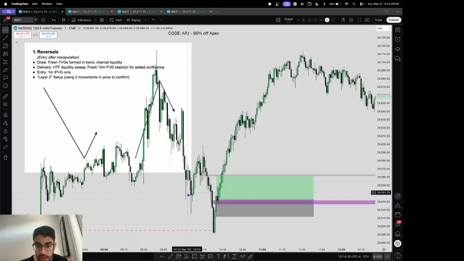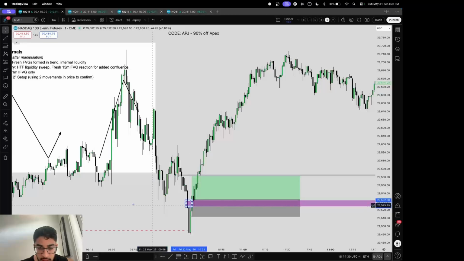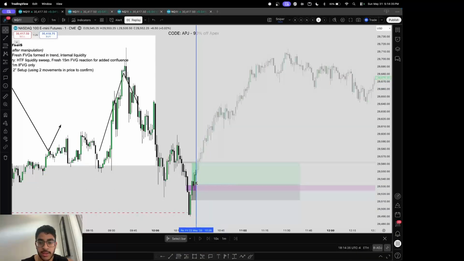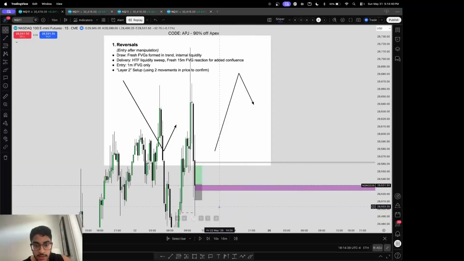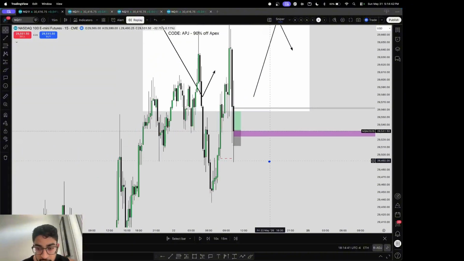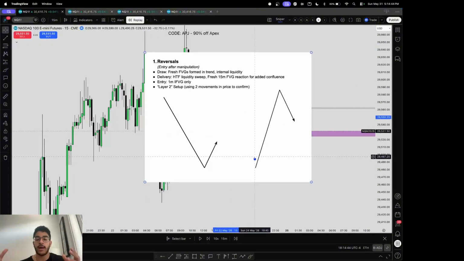Where's the FVG for inversion? Here's the FVG here. All right, as far as higher time frame, I'll just chop this off. And I think we had tapped into a fresh 15. Yep, right there. There's the FVG for that 15. Literally, I mean, this is real stuff. Like, this is a trade we took live.